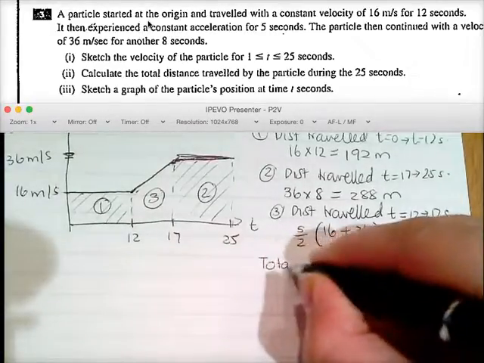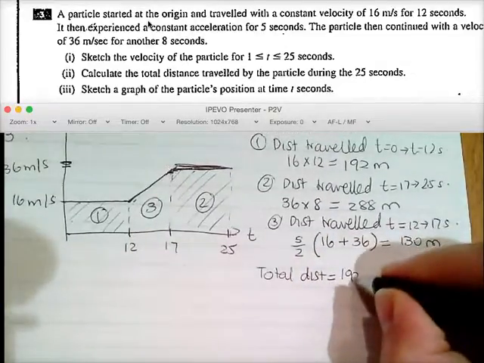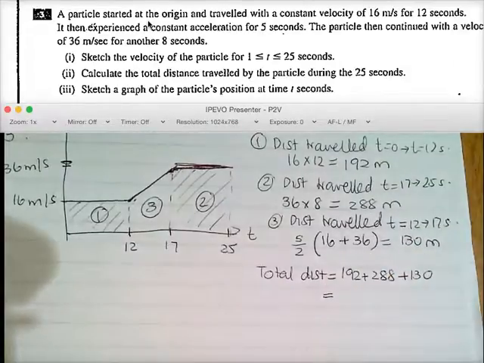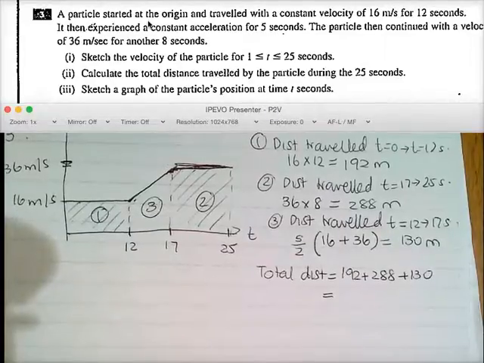So therefore the total distance travelled is 192 plus 288 plus 130. So 130 plus 192 plus 288 is 610 meters.